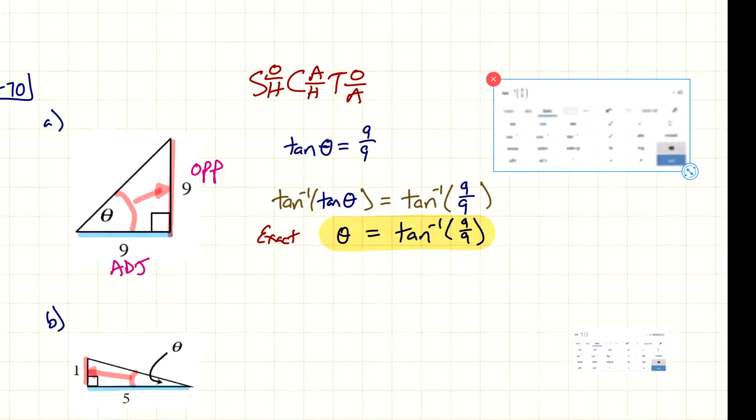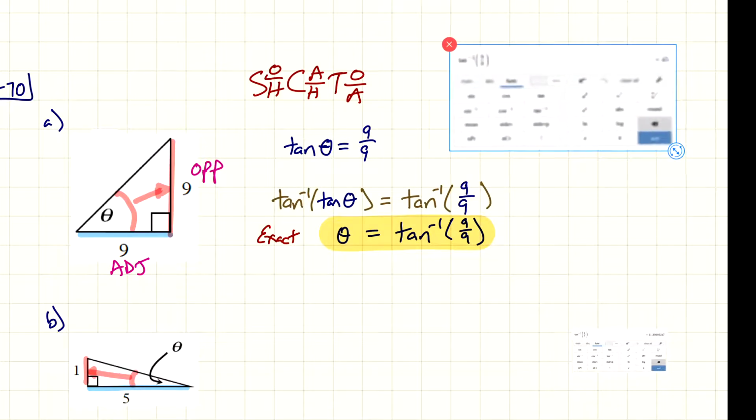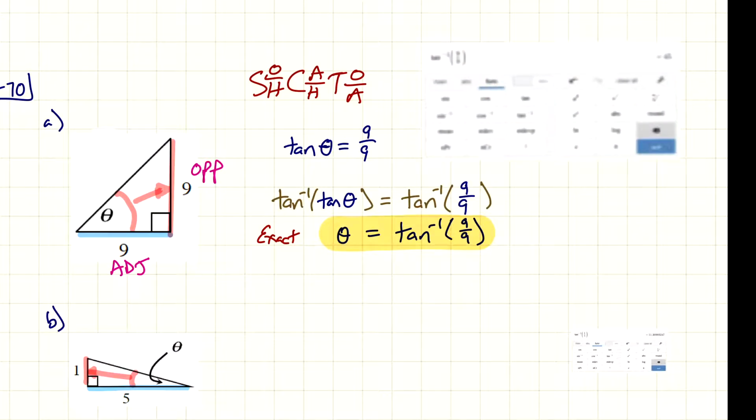Oh, it's a little bit blurry. I'll have to redo this one. All right, so on this one, I plugged it in. It's a little bit hard to, oh, there it goes.